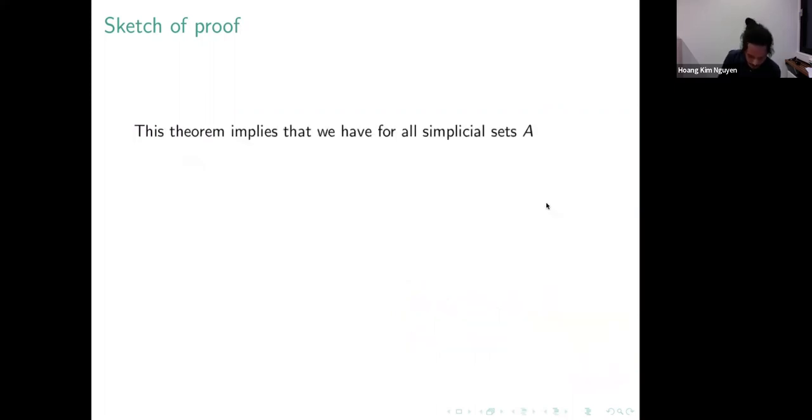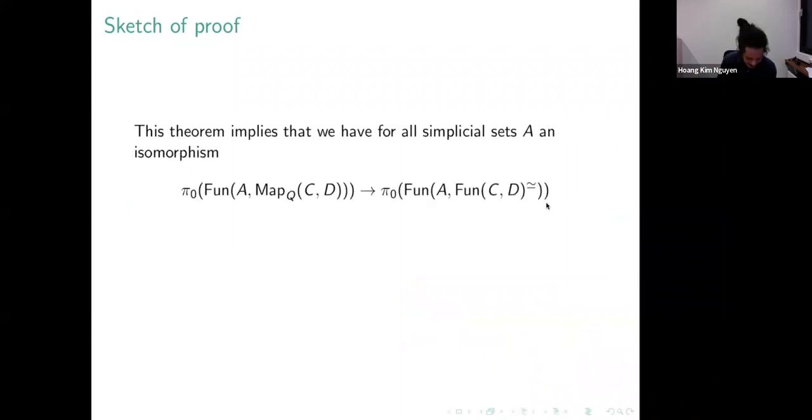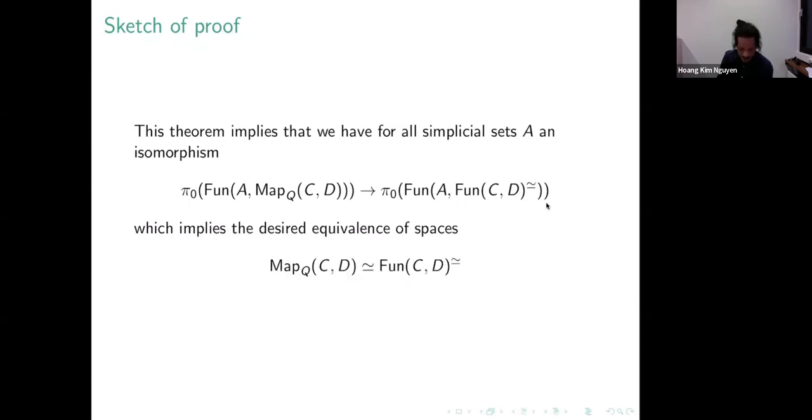Right. And because we have this basically for all simplicial sets A, what we'll get is that we have an isomorphism if we take pi zero, because we have an equivalence of categories. So we get an isomorphism on pi zero for all A, which implies that we actually get an equivalence of spaces. So that's the trick to show this. And that's direct, so that's direct univalence.